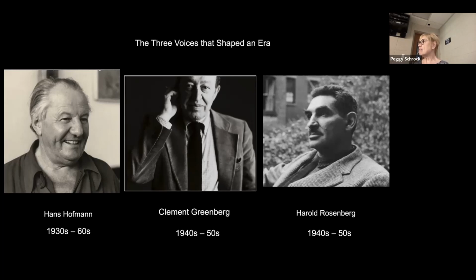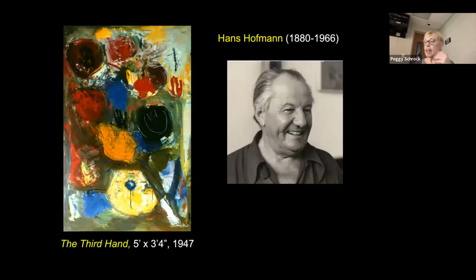And they needed these voices to be out there to speak for them, because they weren't manifesto writers. Earlier in the century, these artists would write big manifestos explaining what they were doing. Well, Pollock and de Kooning and Rothko, they weren't doing that. They needed these very articulate guys, because it's a very complex thing to talk about. So let's talk about Hans Hofmann.